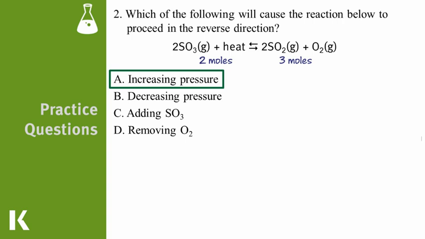Decreasing the pressure, adding SO3, and removing O2 are all examples of how to get the reaction to proceed in a forward direction. Great job if you got those questions correct.